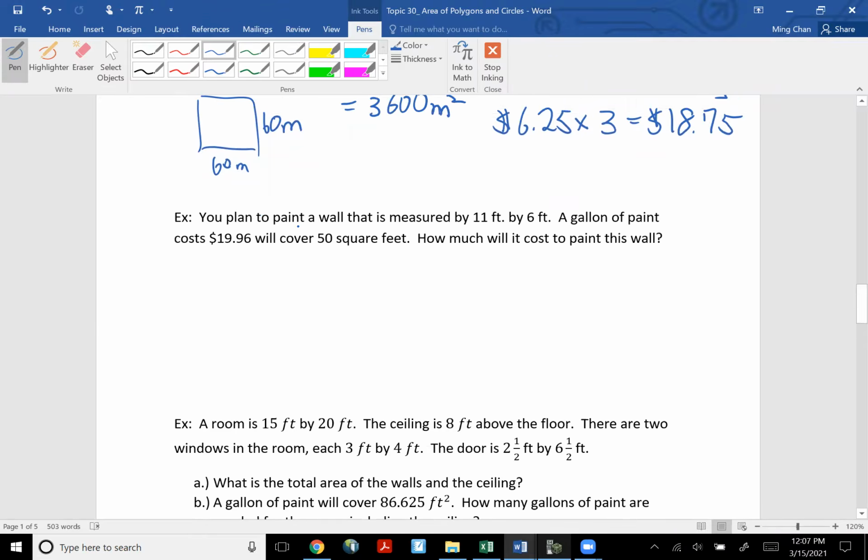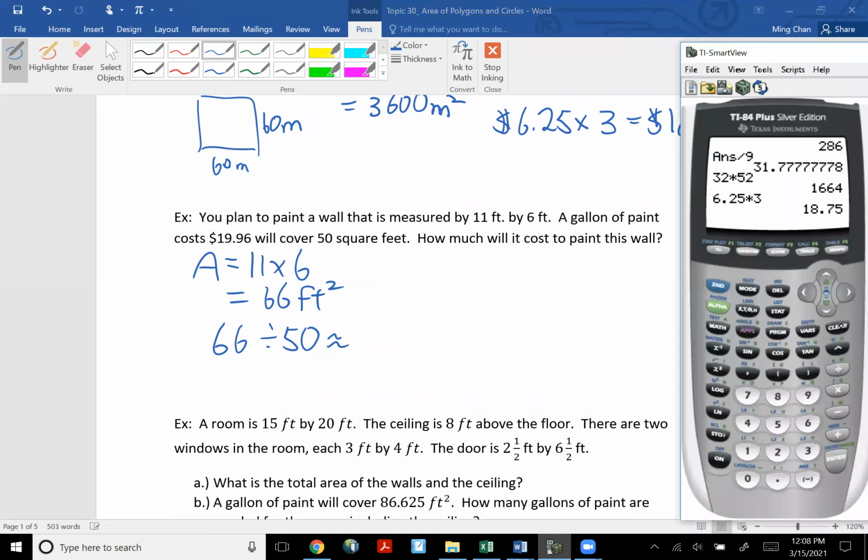All right, you're planning to paint a wall that measures 11 feet by 6 feet. Okay, a gallon of paint will cost you $19.96, and will cover 50 square feet. How much? So this is very similar to the grass seeds. We need to figure out how big my wall is first, right? 11 feet by 6 feet, so I get 66 square feet. A gallon of paint will cover about 50 square feet. So if I take 66 square feet total divided by 50, that will tell me how many gallons.